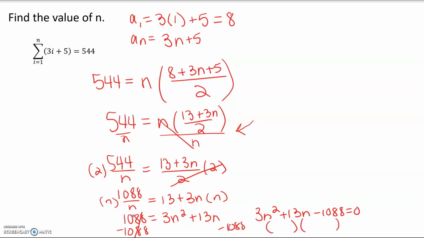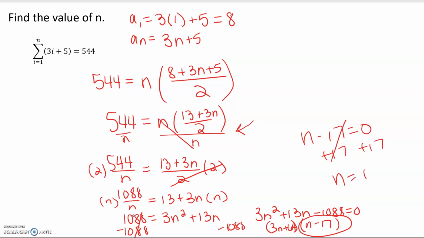Again, I'm going to factor this. So this time I get 3n plus 64 times n minus 17. I'm looking for the positive answer. So I have n minus 17 equals 0. And when I add the 17 over, I get a positive 17. So there are 17 terms in this series or sequence.